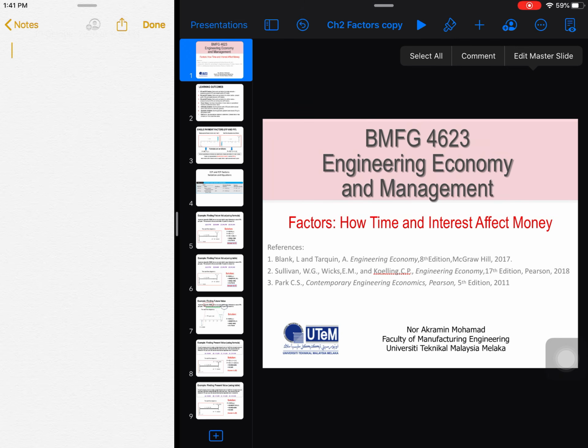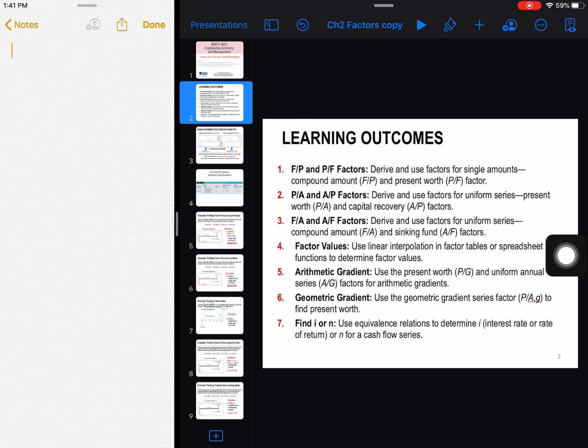This is what we're going to cover, which is chapter number 2. We will cover factors, how time and interest affect money. This is the learning outcome for this chapter. We have 7 indeed. I will talk today in the first part of this chapter until number 4. What are F over P and P over F factors? These are two factors, alright?